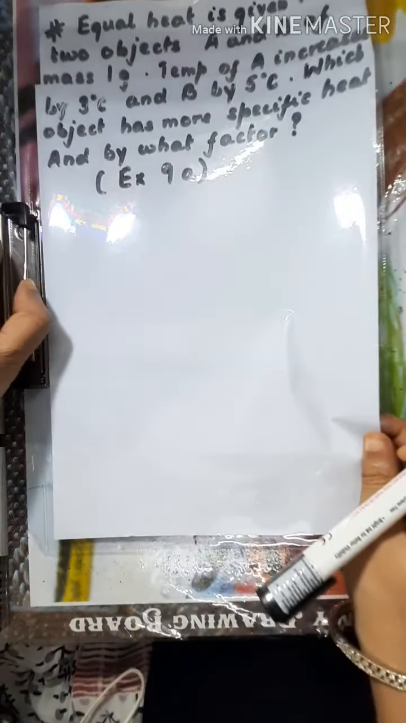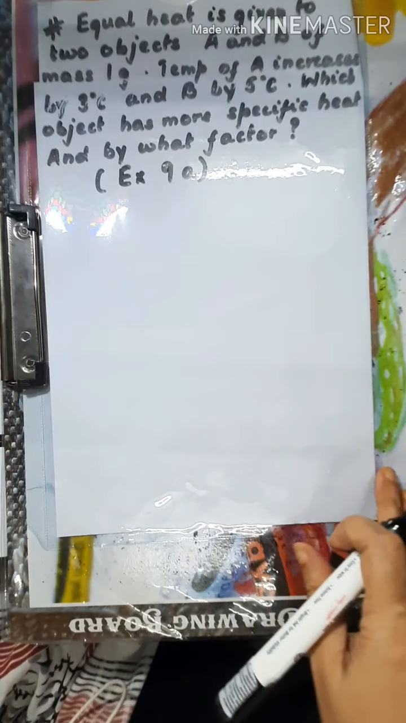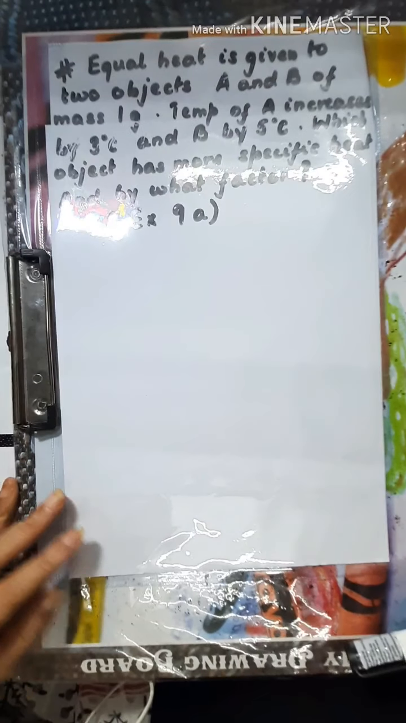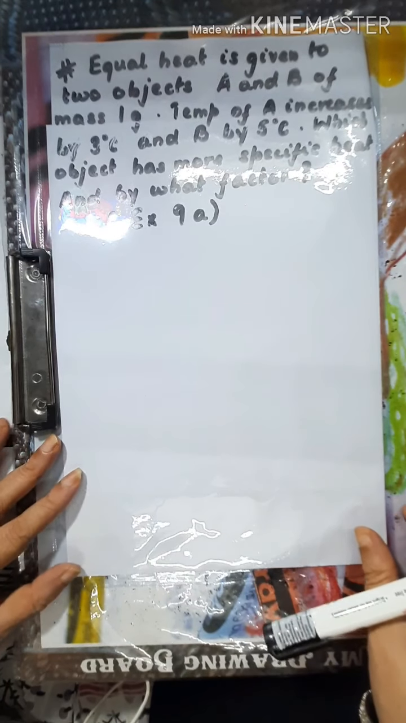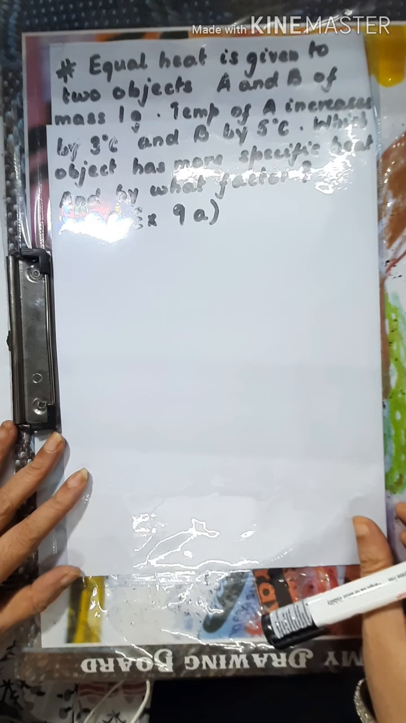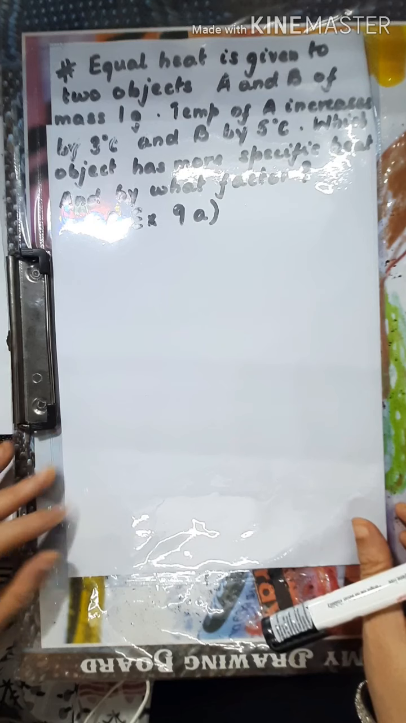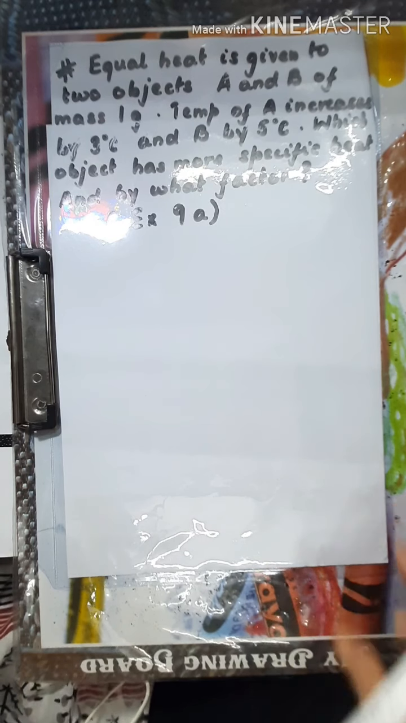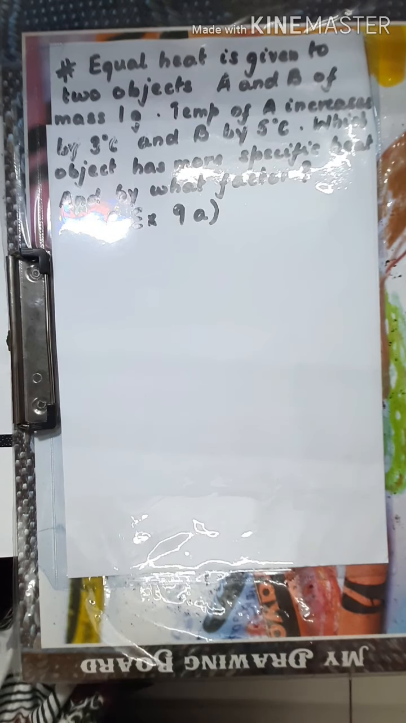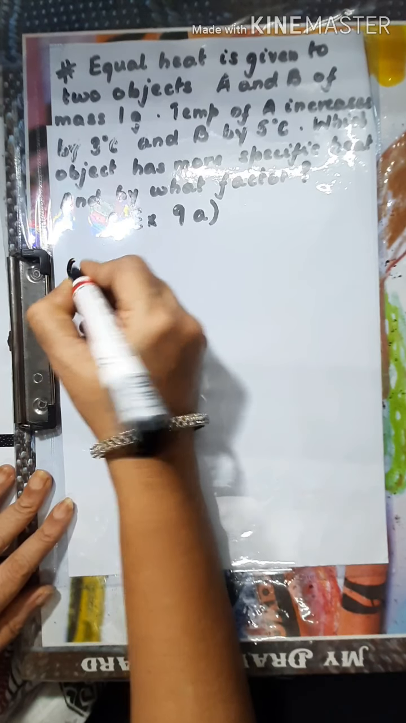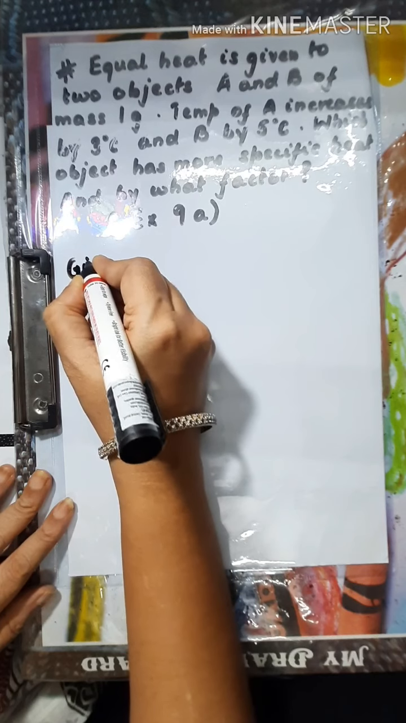This is an important sum. This is example 9A from the textbook. Now, let's read the sum. Equal heat is given to two objects A and B of mass 1 gram. Temperature of A increases by 3 degrees Celsius and that of B by 5 degrees Celsius. Which object has more specific heat and by what factor? Now, you know specific heat is C, correct? So we have to find out which object has more specific heat and by which factor, right?